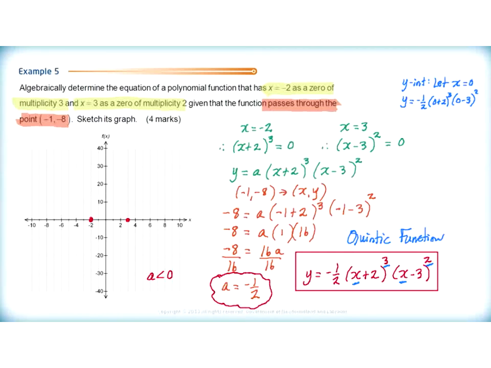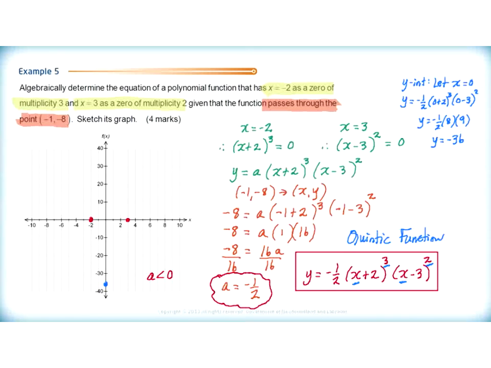So you will have y equals negative a half multiplied by 8 multiplied by 0 minus 3, which is negative 3, squared is 9. So you have negative a half times 8 is negative 4. Negative 4 times 9 is negative 36. So your graph must pass through negative 36 as well.